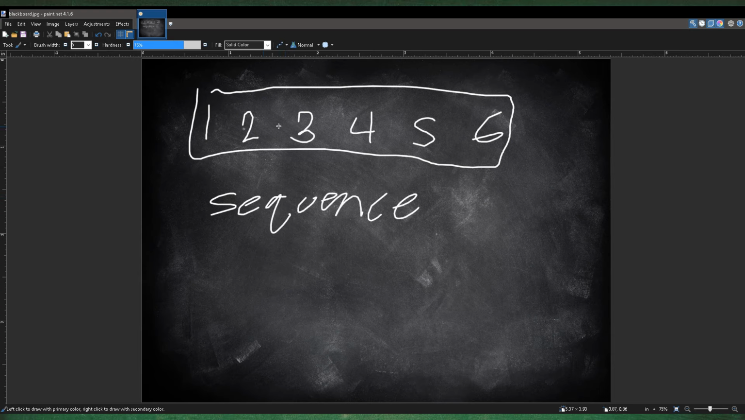To get a series, the series of the sequence would be the sum. So the sum is just 1 plus 2 plus 3 plus 4 plus 5 plus 6. So the series is 21. So basically the sequence is the list of numbers, and the series is the sum.